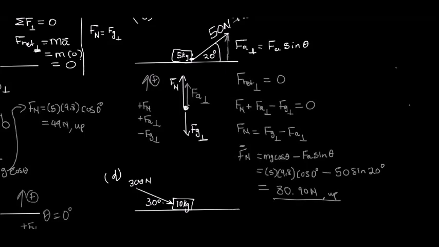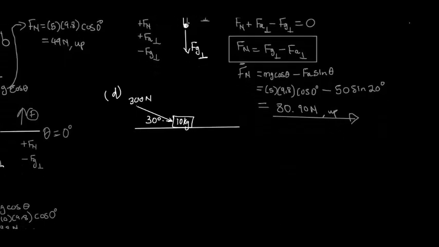Okay, so basically you can see that when a force has a vertical component pointing up, you will end up with the perpendicular component of gravity subtracting the perpendicular component of that force.